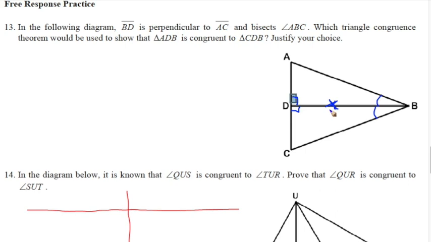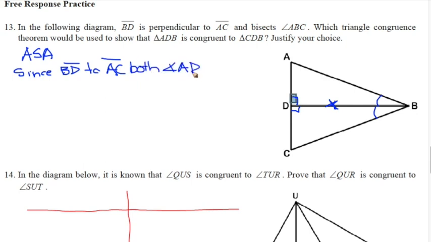Well, we have a shared side here, and when we look closely at this triangle, hopefully you can see that we have an angle-side-angle relationship. So I would pursue angle-side-angle. We would show this by stating things like, since BD is perpendicular to AC, both those base angles there, angle ADB and angle CDB, are right angles, and all right angles are congruent.